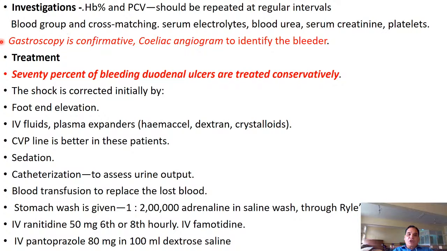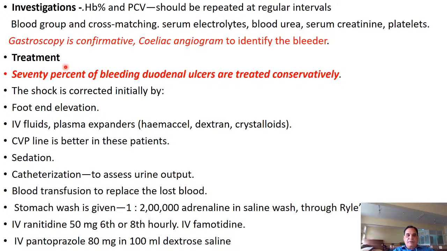And the commonest or confirmatory is gastroscopy. Nowadays one must perform gastroscopy either within 6 hours or within 24 hours. If the cause of the bleeding is not found out, then we can go for celiac angiogram. This will give us where the RBCs are going. So this is the most 100% diagnosis, the celiac angiogram, when the gastroscopy is not confirmative.